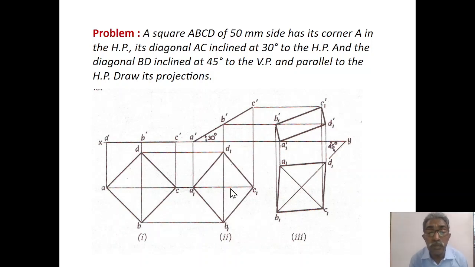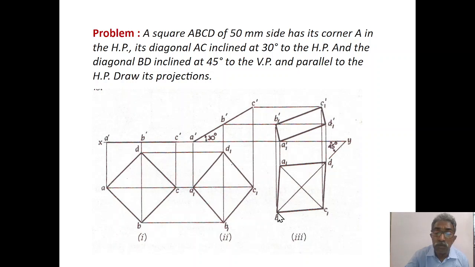Now, what is the remaining? The diagonal BD is inclined 45 degrees to the vertical plane. Here the diagonal BD is perpendicular to the vertical plane. We want 45 degrees to the vertical plane. Therefore, in the third stage, draw the line making 45 degrees, and along the 45 degrees take B1 D1. Make the diagonal B1 D1 45 degrees to the vertical plane, and by geometry draw the same figure.